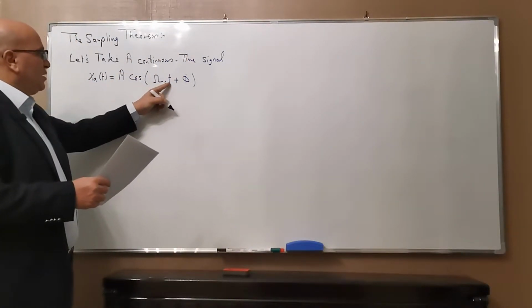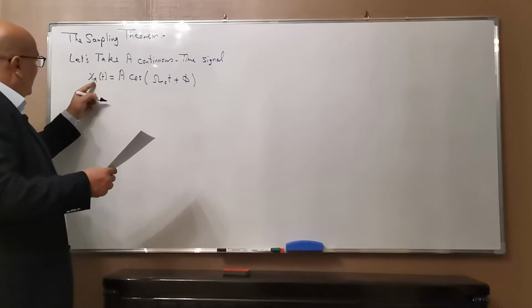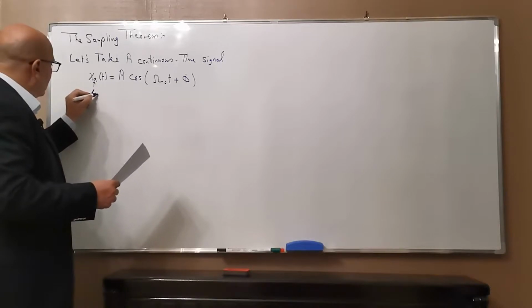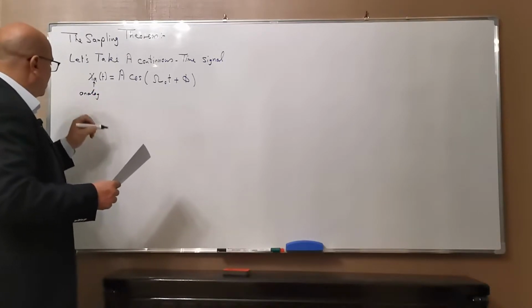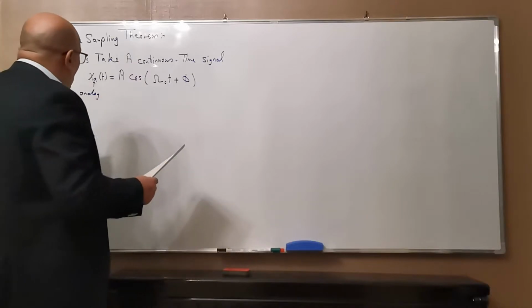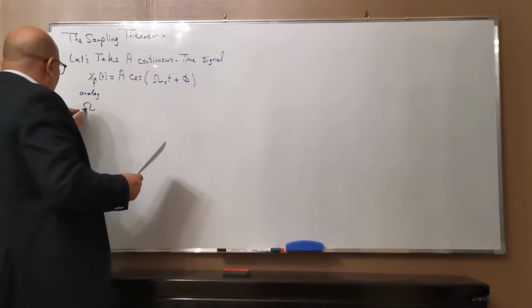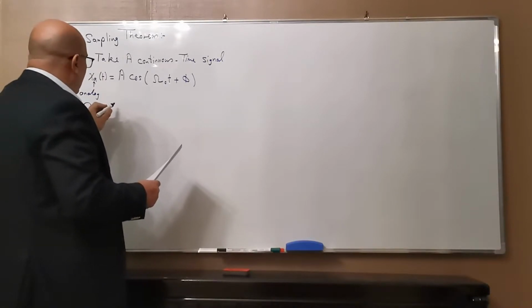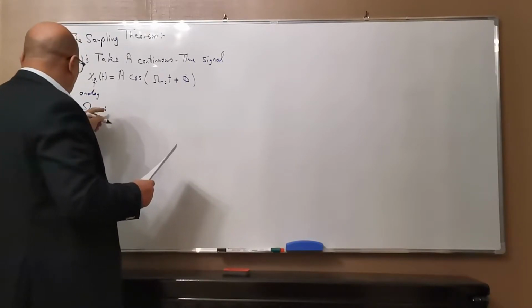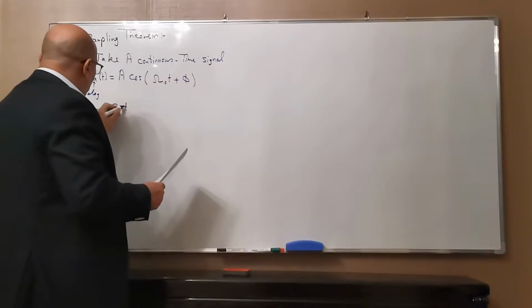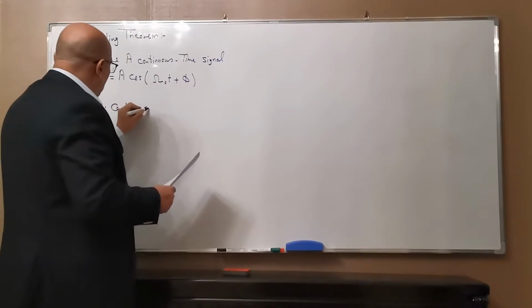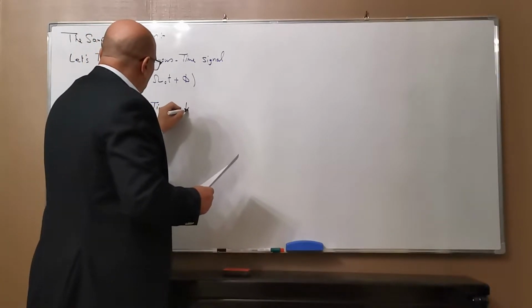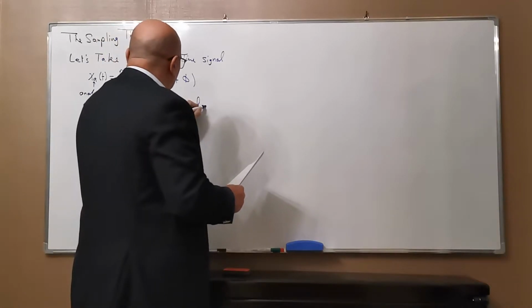This is a continuous signal. We have t, x of t, and the a here is for analog or continuous. It's the same. Here we have omega 0 that represents the continuous time angular frequency.